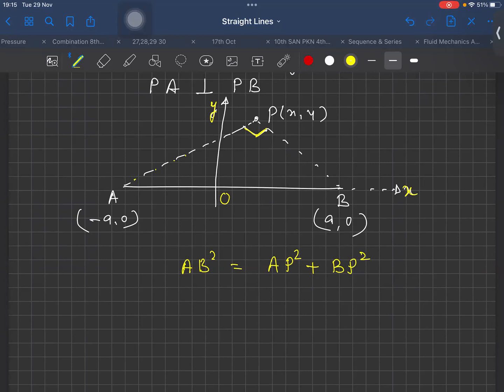So AB square will be A minus minus A, so A plus A, whole square, plus 0 square. We just need to find the square, so this will be equal to, is that correct?